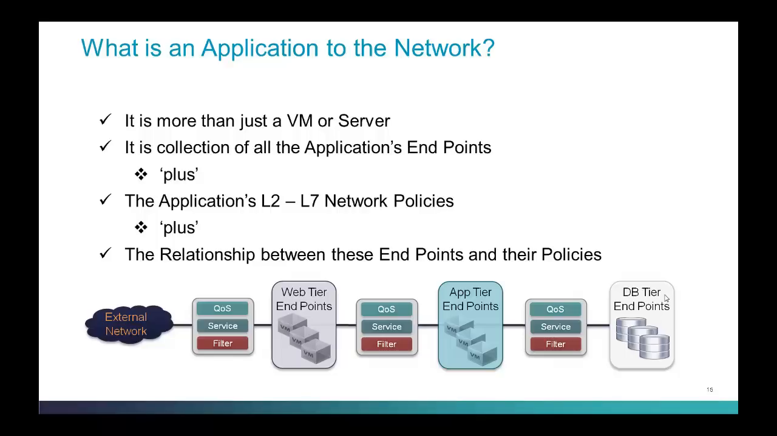So a typical example, as I mentioned, you've got a web, app, DB and a user there, basically. This is really the common way of how an application guy thinks. And these obviously need to be connected in different areas of the network as well. So it's not only thinking about all the endpoints, but the relationship between them as well. So think of a classic example.